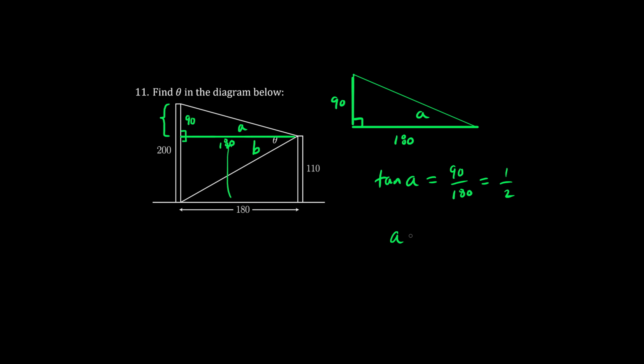So therefore, we find the angle A by taking the tan inverse of both sides. So tan inverse of 1/2. Using your calculator, we have approximately 26.6 degrees. And now we repeat the same process for the bottom triangle.